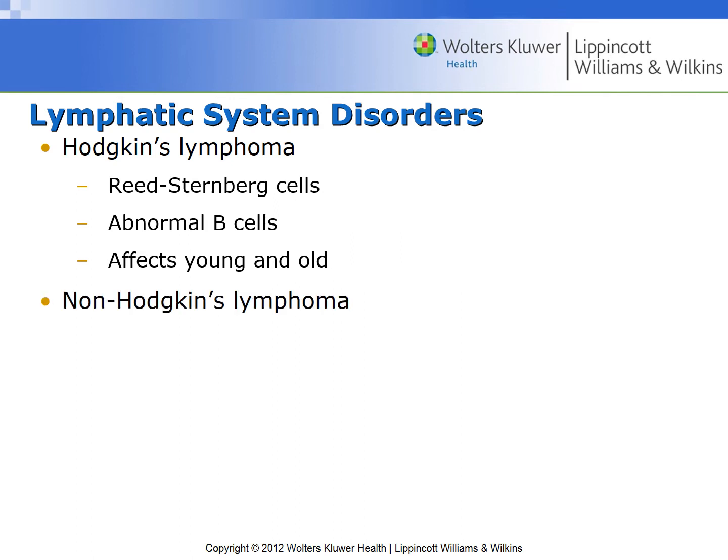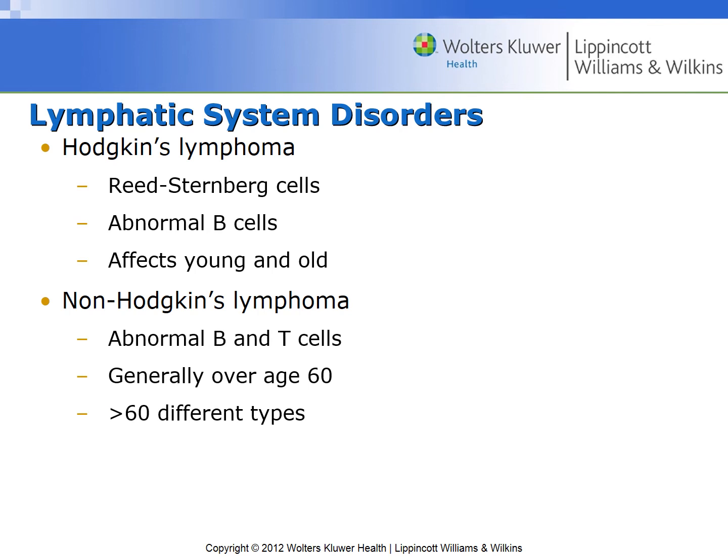Hodgkin's lymphoma. Non-Hodgkin's. Now, there's over 60 different types of non-Hodgkin's lymphoma. Get abnormal B and T cells. So these are the lymphocytes. These are on that right-hand branch of the tree, right? Generally hits people over the age of 60. So generally the old.